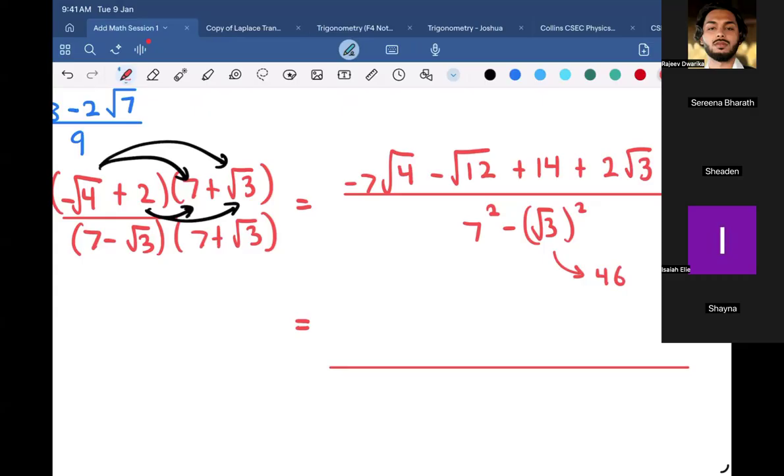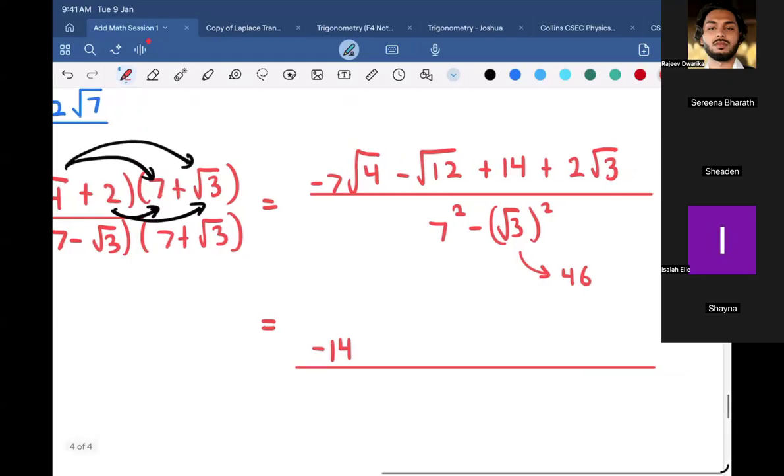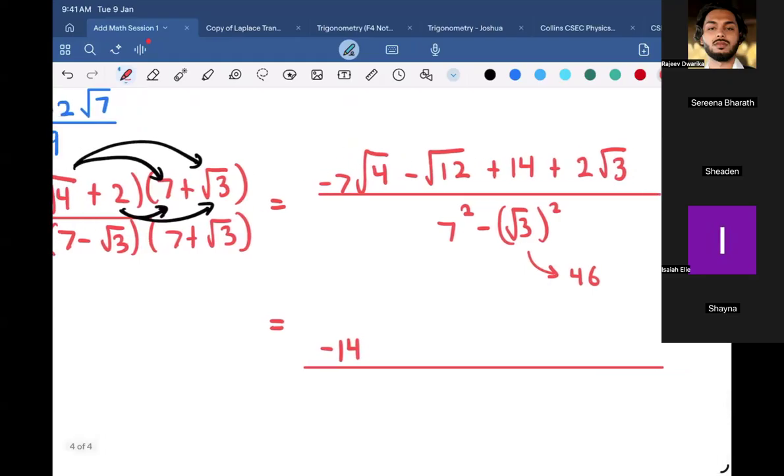Let's check out the top because we know we're supposed to get 0 on top, right? So minus 7 root 4. What is root 4? Root 4 is 2, right? So this whole thing is going to turn to minus 7 by 2, which is minus 14. So Shayna, are you with me, right? Yes, sir. And then we have minus root 12.